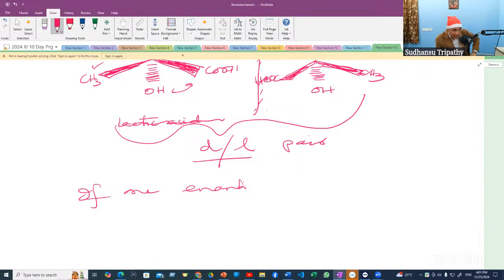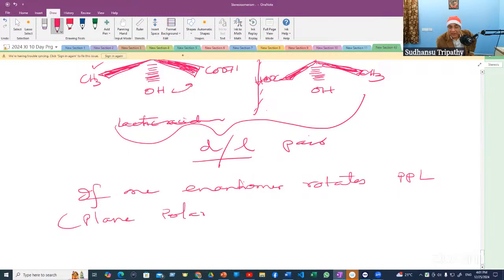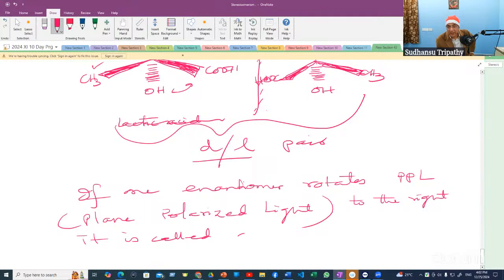If one enantiomer rotates PPL, let me write down what is PPL, plane polarized light. Then I will further explain what is plane polarized light. To the right, it is called D or plus. D stands for dextrorotatory.